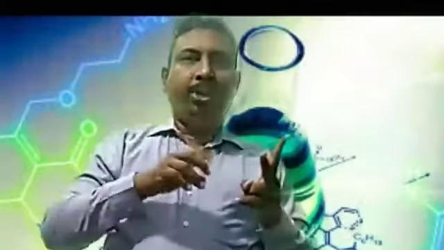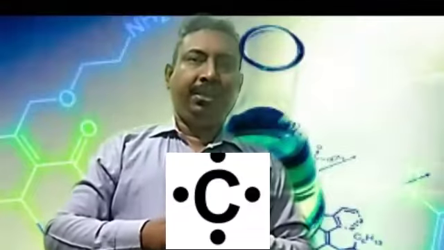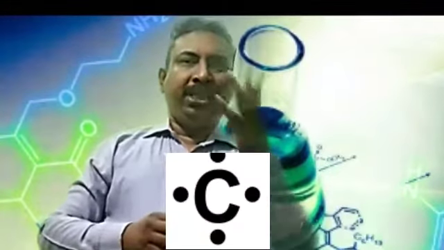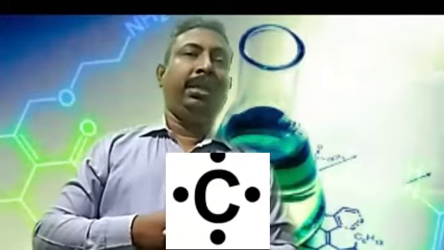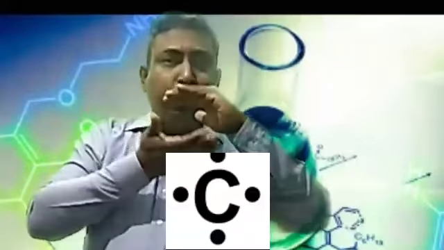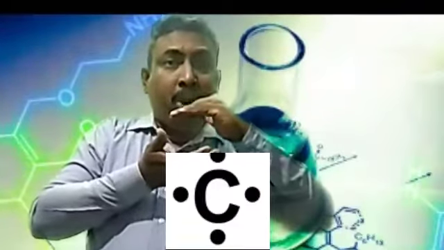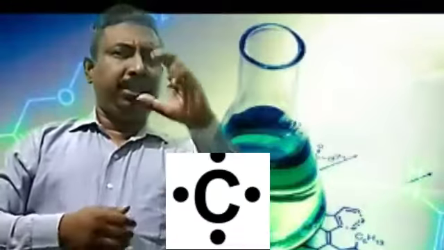The second property we are going to see is tetravalency. Tetra means 4. Carbon has 4 valence electrons. It can form bonds easily with other elements. And the carbon atom is small. Because of its small size, carbon forms strong bonds with other atoms.